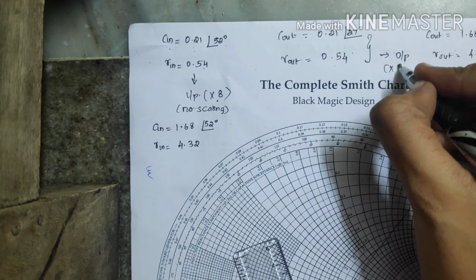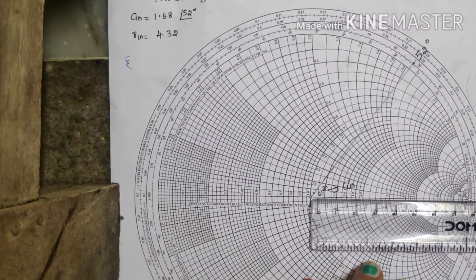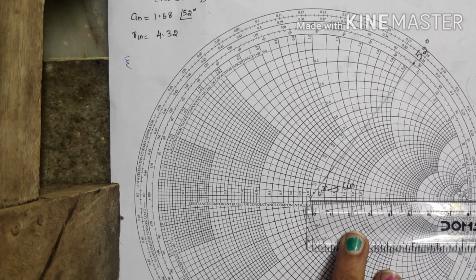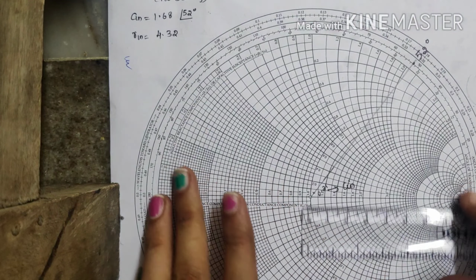Whenever you draw a Smith chart, you measure it from the origin point to the right corner and see how many centimeters the given Smith chart scaling is. As per that scaling, multiply each and every value with that value.